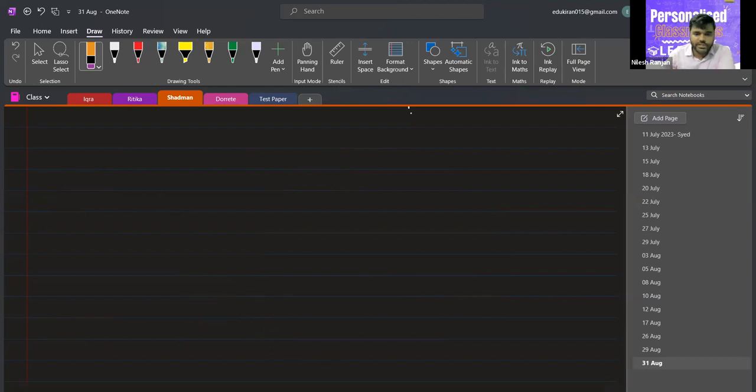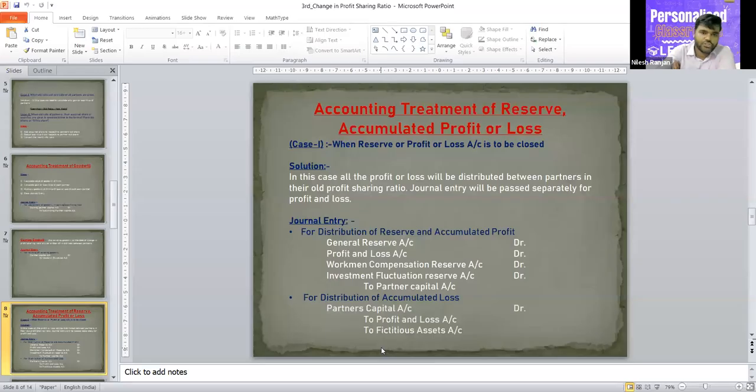So in this first case, you can see here, there are two journal entries given. The solution is, in this case, all the profit or loss will be distributed between partners in their old profit sharing ratio. A journal entry will be passed separately for profit and loss. So if some profit is given and some loss is given in the question, then you have to pass a journal entry separately for profit and loss. So there will be two entries if both profit and loss are given.